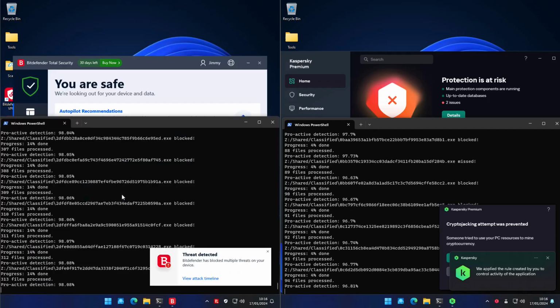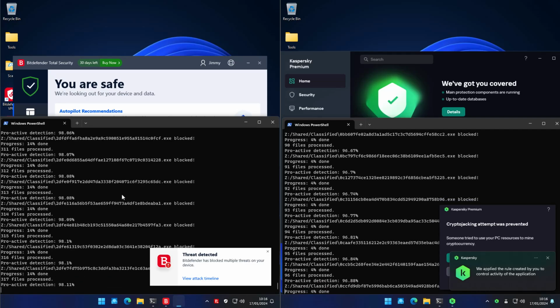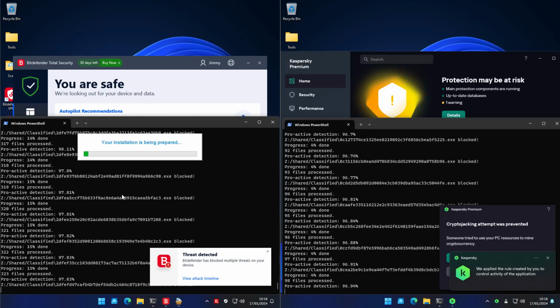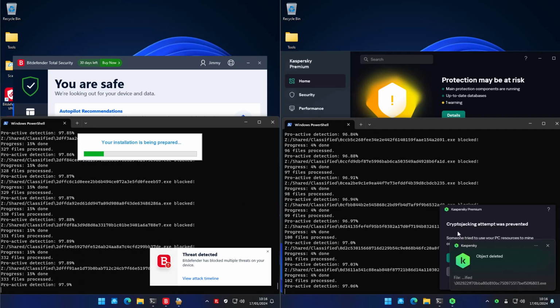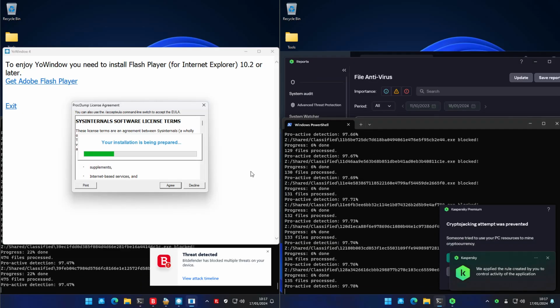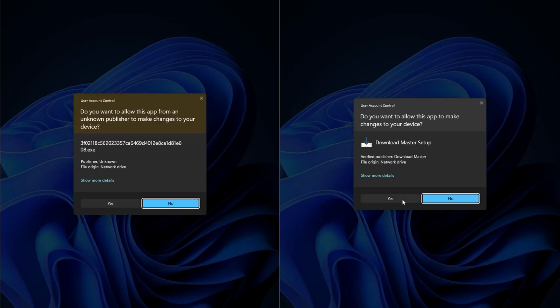Some things are running. We've also got behavioral detections where Bitdefender is analyzing the attack chain, blocking it. We've got Kaspersky saying cryptojacking attempts are being prevented. It's actually very, very competitive on both sides, as you can see. We've got a detection rate of 97.42 on Bitdefender's end, 97.9 on Kaspersky's. So it's actually very close, too close to call, in fact.